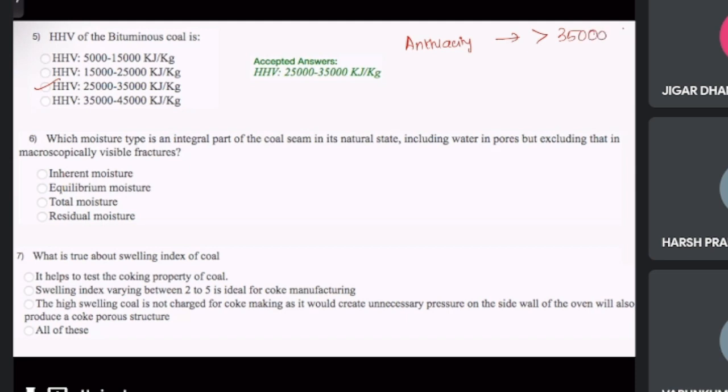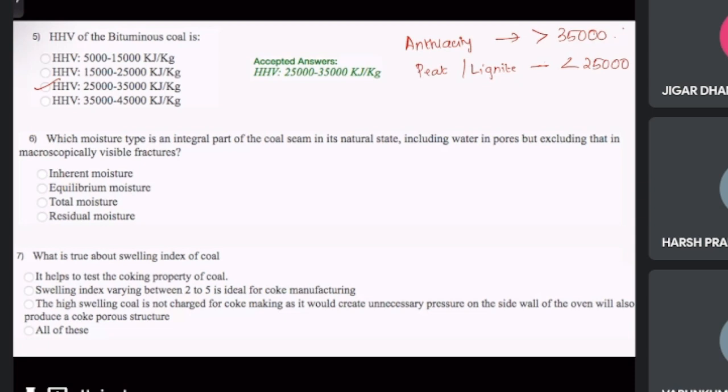If it was anthracite, it would have been greater than 35,000. And if it was peat or lignite, it would have been less than 25,000. So 25,000 to 30,000 is the calorific value range for a bituminous coal.